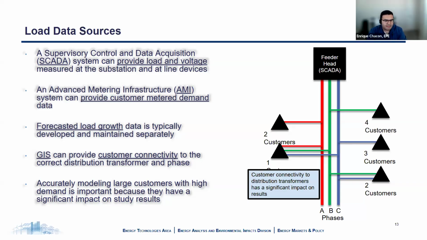Now, the last point here on this slide is accurately modeling large customers. With high demand, that is important because if you consider large load customers with respect to neighboring customers, the large customer is going to have a much more significant impact on the power flow in the localized area. Because of that, it is important to model that large customer as accurately as possible so that you can be confident with whatever simulation results are being generated as a result of that customer. Next slide, please.